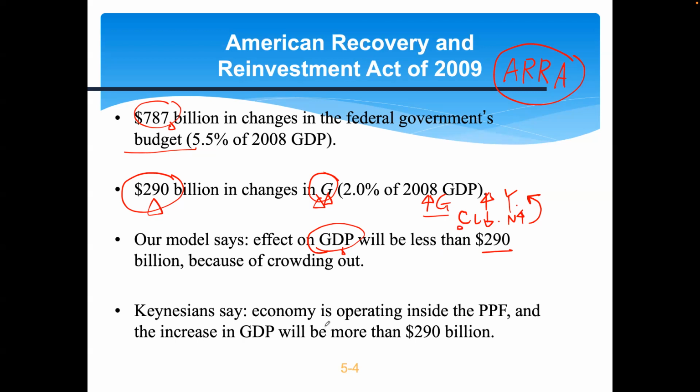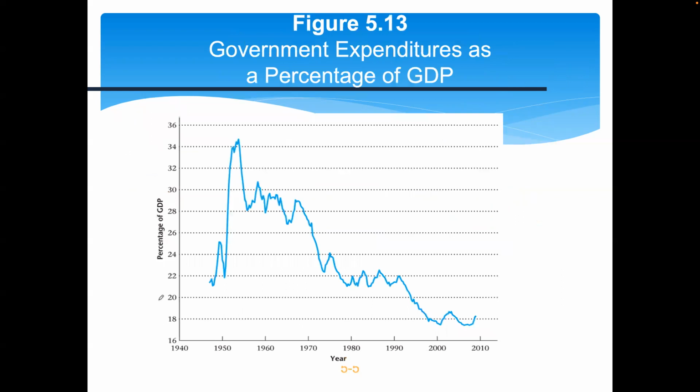However, Keynesian macroeconomists usually believe our economy is not operating on the PPF, or not on the frontier, or not efficient. And then the increase in GDP will be more than 290 because the government can help us restore efficiency. Right? But in this class, we are going to focus on a non-Keynesian view. So this is what we're going to focus on. But first, look at some data.